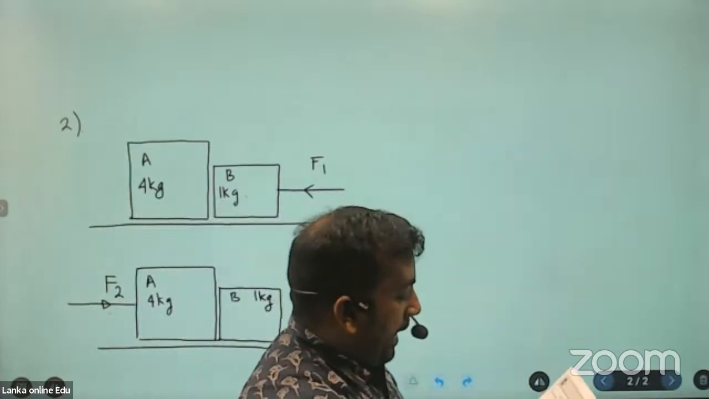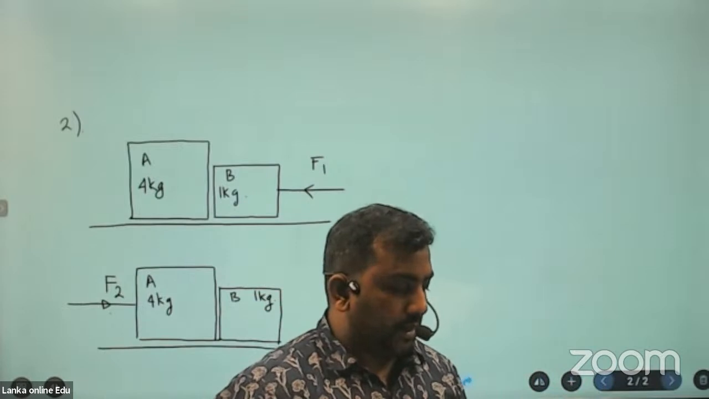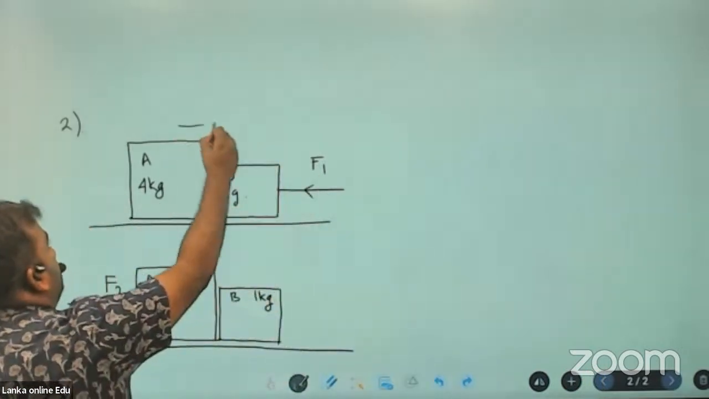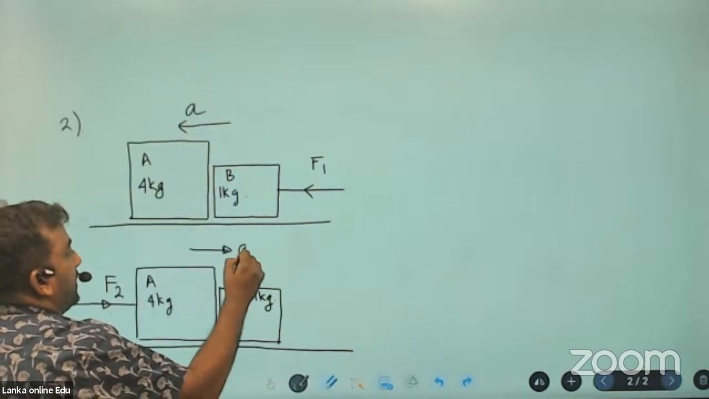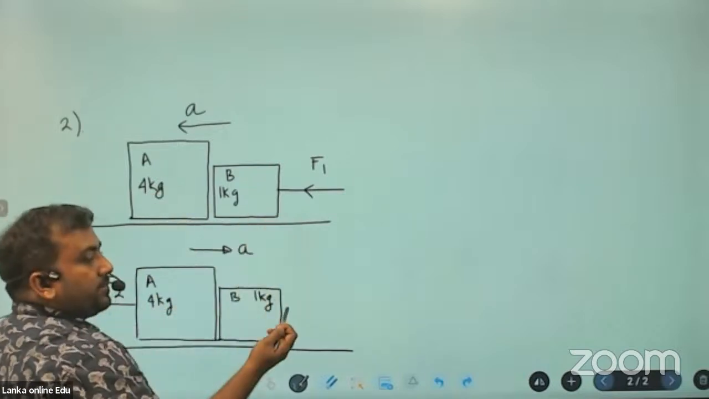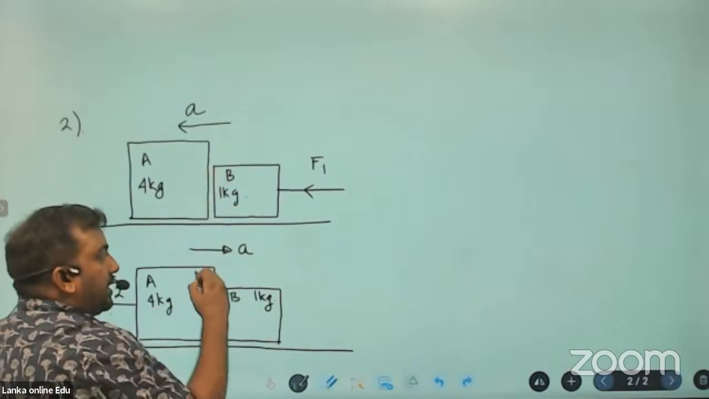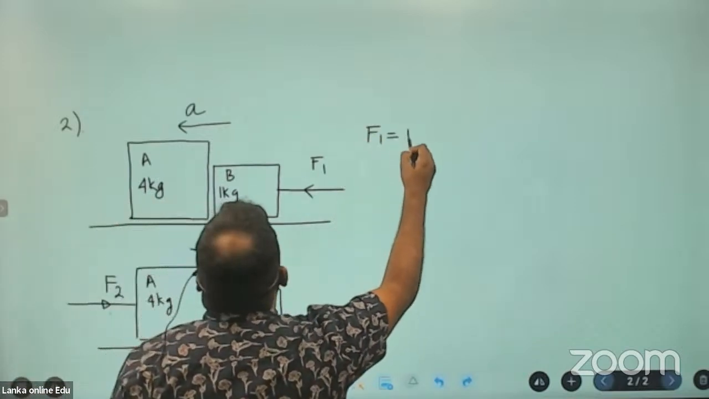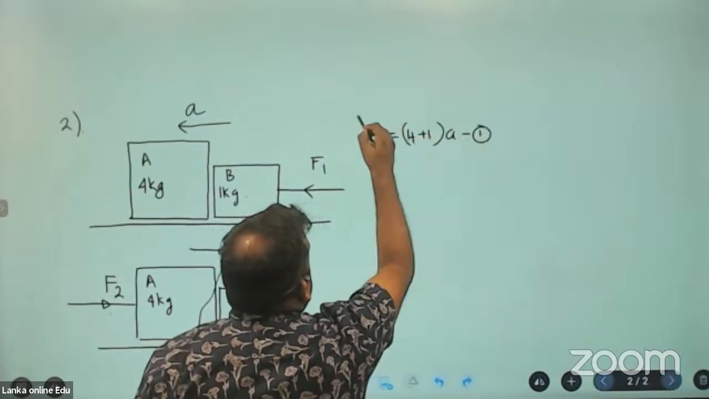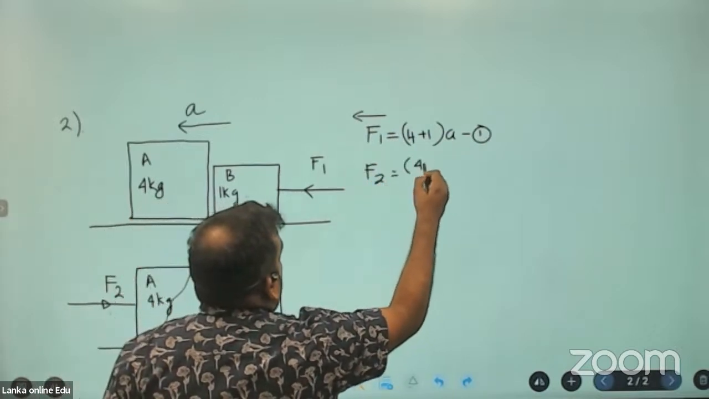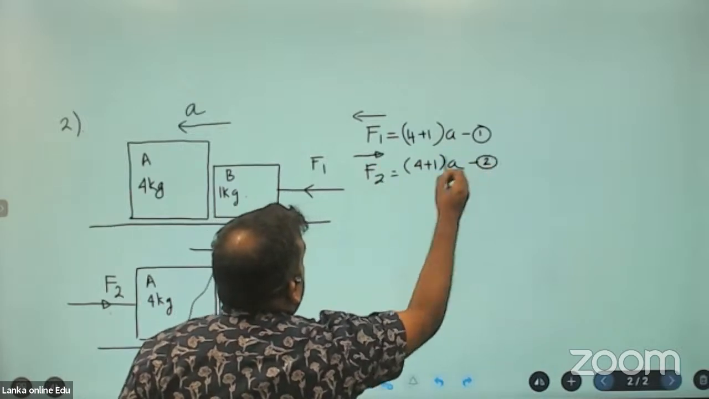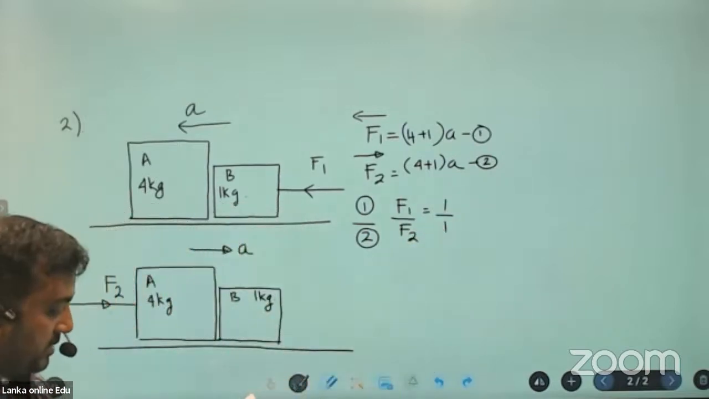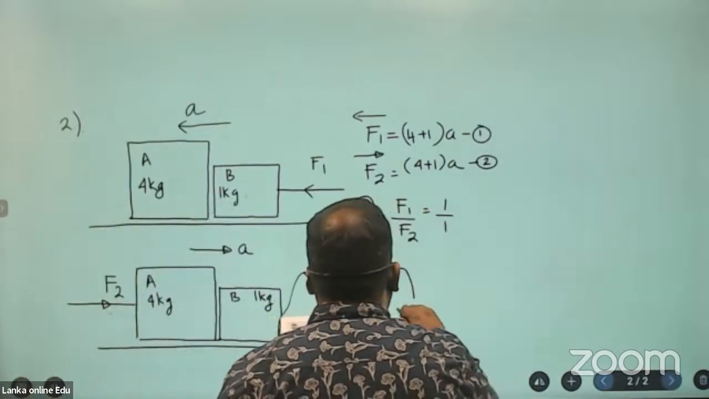What are they asking you? Acceleration of A is equal to acceleration of B due to the two horizontal forces F1 and F2. What is the ratio of F1 and F2? Now this full system has acceleration A. Total mass is also the same, acceleration same, so force should be same. So simply the answer is answer 1. But if you apply equations and check, F1 equals 4 plus 1 times A in that direction. F2 equals 4 plus 1 times A in the forward direction. F1 divided by F2 is a 1:1 ratio. So here your answer is answer number 1.